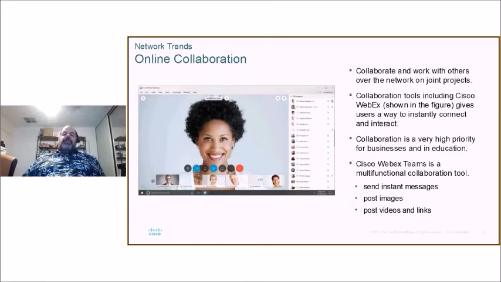Okay, so online collaboration. And boy, the last year we've been seeing that. So you can collaborate and work with others over the network on joint projects. Collaboration tools such as Cisco WebEx gives users a way to instantly connect and interact. Collaboration is very high priority for businesses and in education. So Cisco WebEx Teams is a multifunctional collaboration tool, so you can send instant messages, post images, and post videos and links.